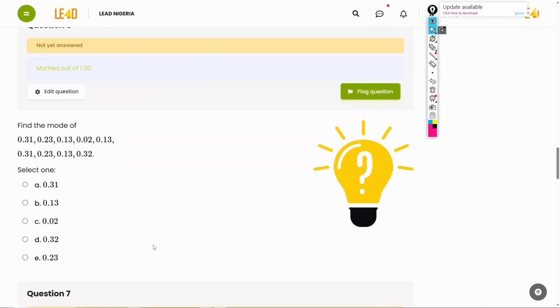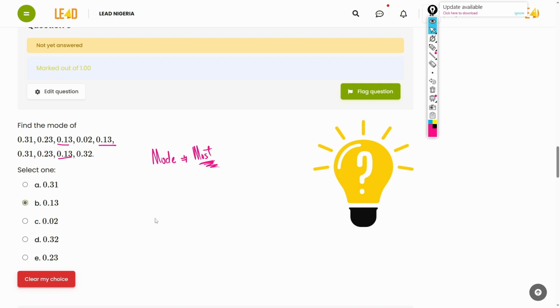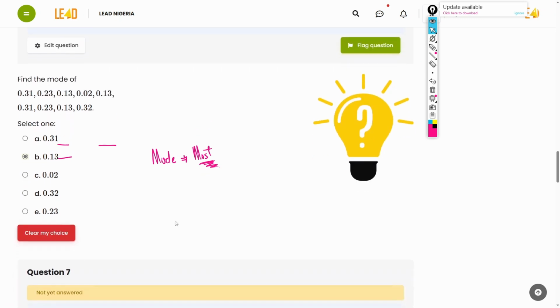Number 6, find the mode of the data set. So mode actually means most occurring, or most frequent. Whatever number is the most is the mode. If you look at the numbers we have here, the number that occurs the most is 0.13 because it occurs 3 times. So it's 0.13, that's option B. So mode means the number with the highest frequency.